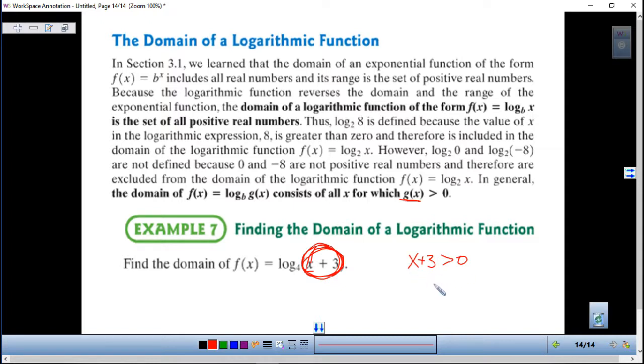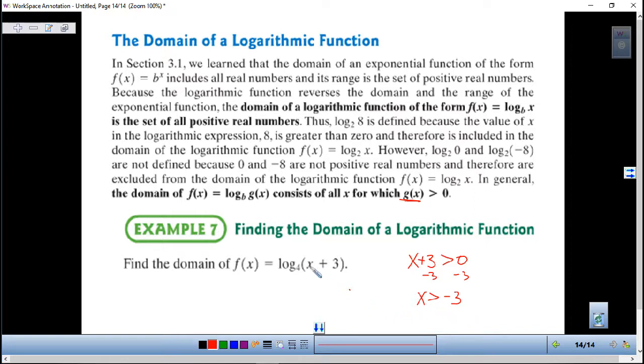So to find the domain, solve for x. We're going to subtract 3 from both sides. So x must be greater than negative 3. Don't stop there. I want you to go back and double check. Check some value that's close to negative 3 but still greater than that.